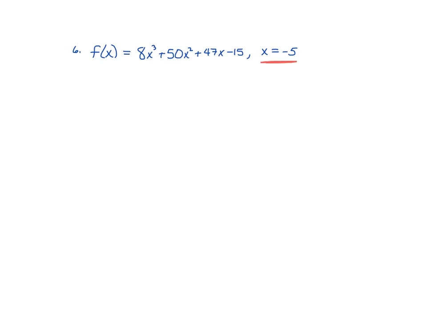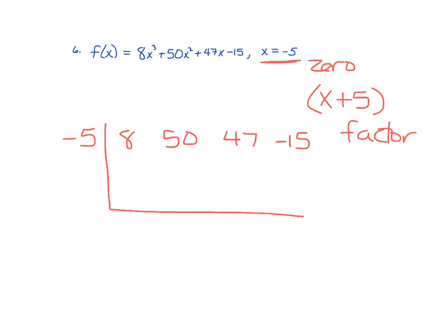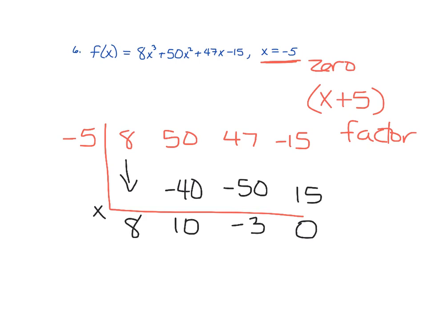Again, this is a 0 or a root or a solution. The factor is x plus 5. I now need to do a synthetic division problem. Write the coefficients. Nothing's missing, so I don't need to fill in any zeros. So then now, I'm going to bring down. I'm going to multiply. I'm going to add the column. I'm going to multiply. I'm going to add the column. I'm going to multiply and add the column.